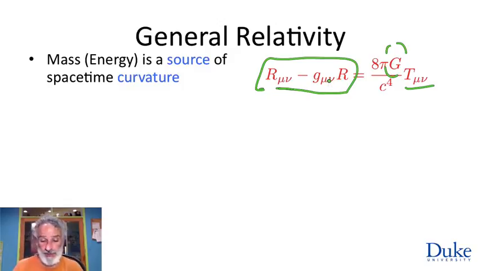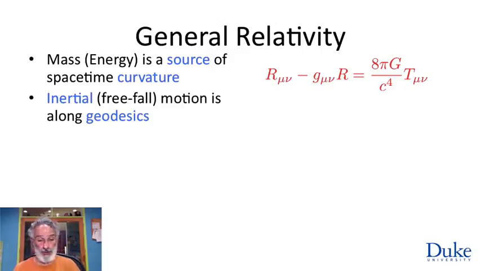One of the consequences of this equation is that inertial motion, the motion of objects under the influence of nothing but gravity, is along geodesics of this curved space-time that you obtain by solving the equation. So just as Maxwell's equations imply charge conservation, these equations imply energy-momentum conservation, but also the fact that objects upon which only gravity acts move along geodesics of the space-time that has been created.